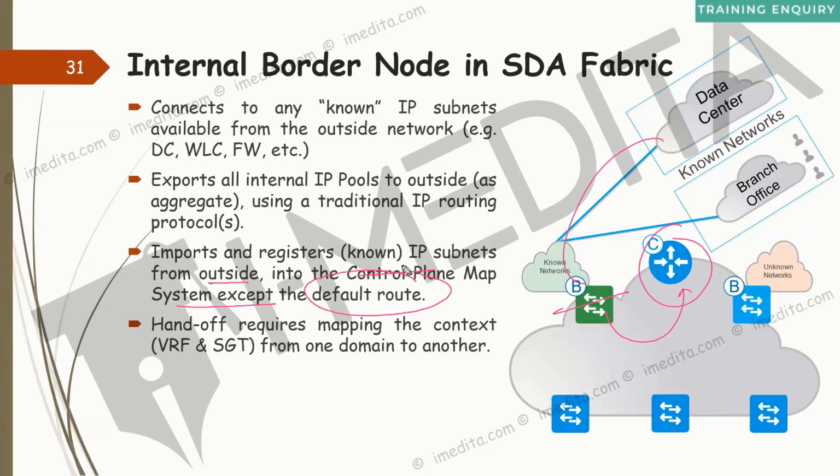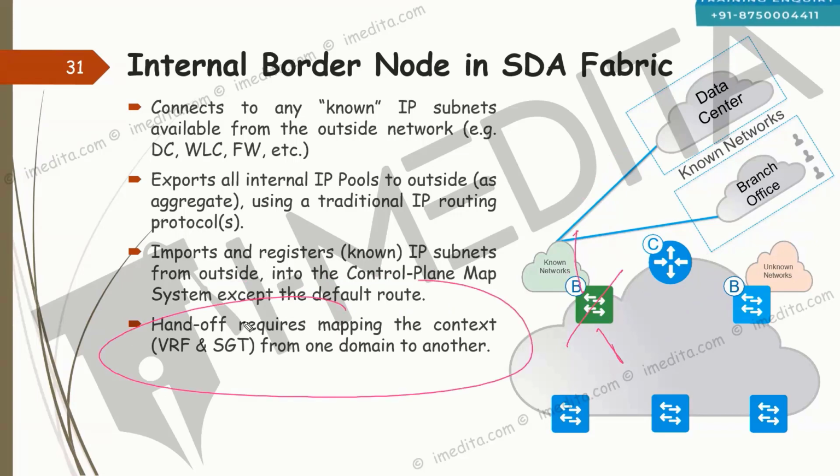And we also have the handoff between the traditional and the SDA, which might also require VRF and SGT mappings from one SDA domain to, let's say, for example, a non-SDA domain as well. We might need to hand off not only the VRF, but also the scalable group tags and some other parameters as well. It is the responsibility of the border node to also advertise things such as, for example, scalable group tags and everything as well.